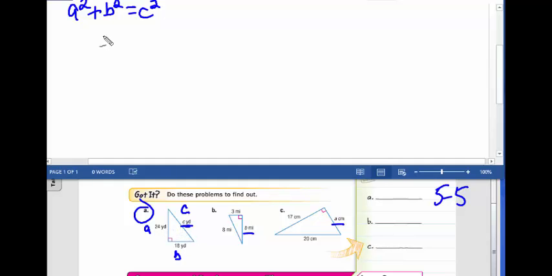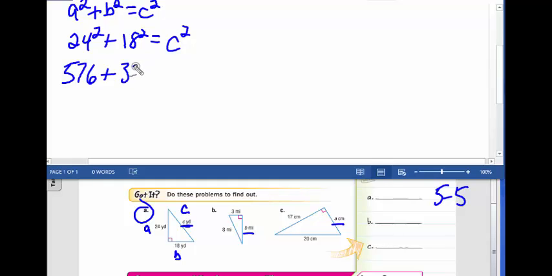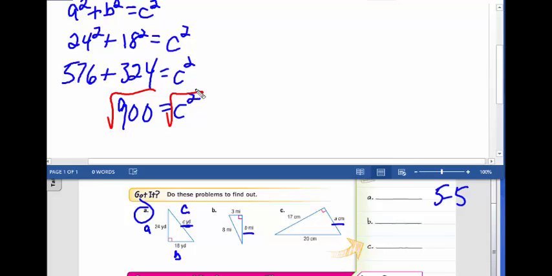So in the first one, we have 24 squared plus 18 squared equals c squared. 24 squared is 576 plus 18 squared is 324, and that equals c squared. So we've got 324 plus 576, and that equals 900. Nice round number, equals c squared. Take the square root of both sides, and we have 30 equals c. So for letter A, our solution is 30. We go back here and we see that we're talking about yards, so we have 30 yards.